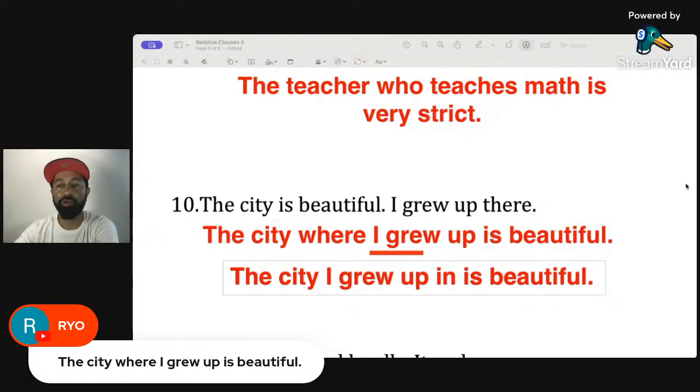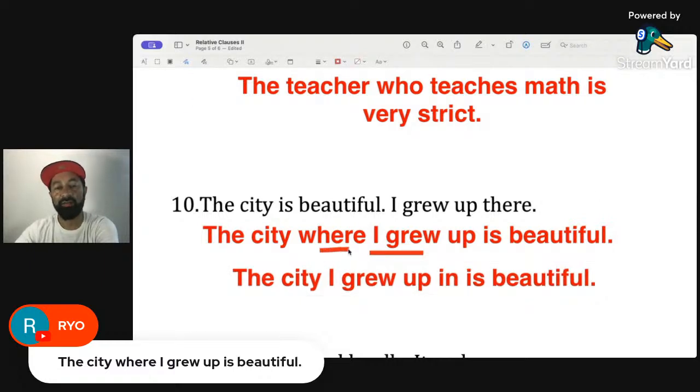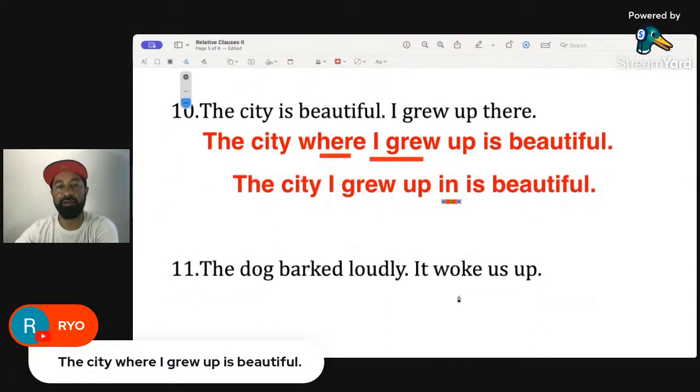Okay, so just one more note to remember there. If I do omit the where, then please add the preposition in here. The city where I grew up is beautiful. The city I grew up in is beautiful.